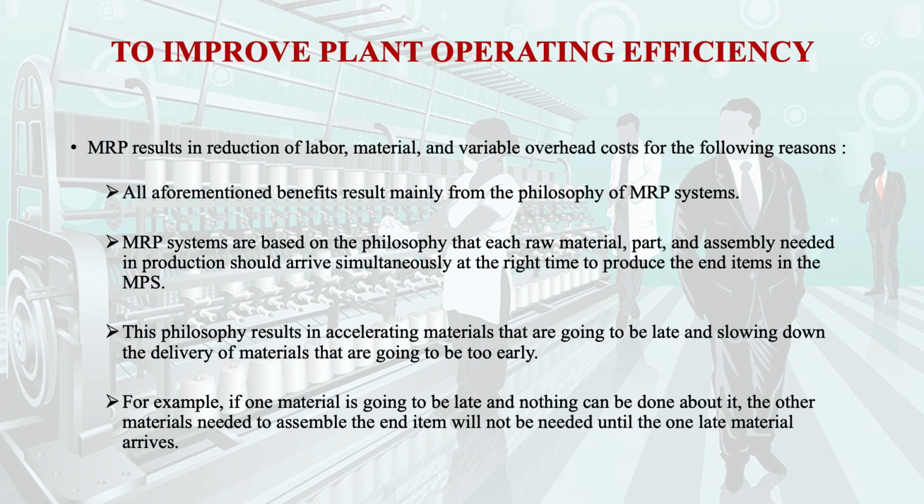because there are two conditions: either material will be late or material will arrive much earlier. So if we take one example, if material is going to be late and nothing can be done about it, other material needed to assemble the end item will not be needed until the one late material arrives. So I think you should understand this type of behavior which normally occurs in MRP: if one particular material is going to be late, then we will not hurry the assembly, because unless and until that item arrives, we will not complete the assembly.